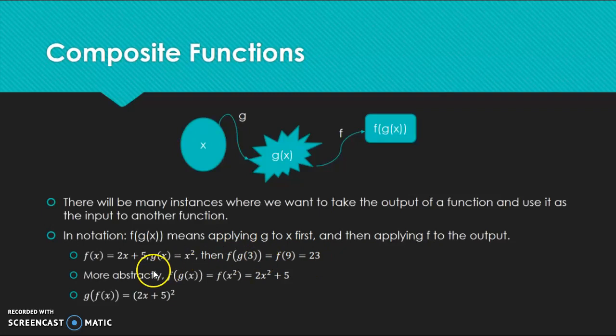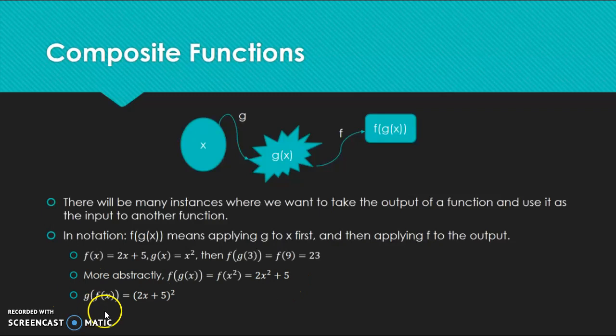More abstractly, if we have an arbitrary number x, we would apply g to it first. g of x is x squared, so that becomes the input to f. And then we apply f to x squared as my input. x squared as the input takes the place of the input here. The input here is x, so we end up with 2 times my input plus 5, or 2 times x squared plus 5.